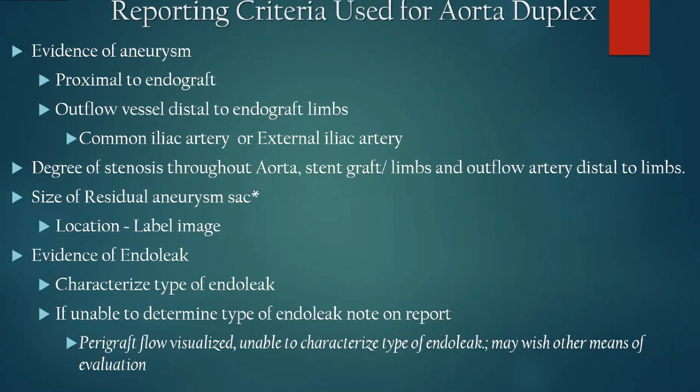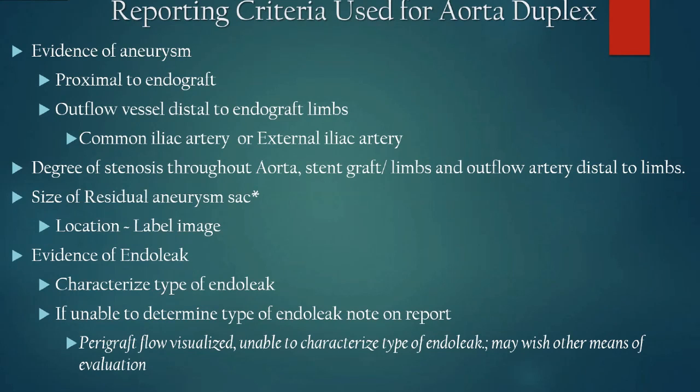Now for reporting criteria. We're going to talk about everything we just looked at and took pictures of. We're going to document whether there's an aneurysm proximal to or distal to the stent graft. We're going to document whether there's a degree of stenosis throughout the aorta, the stent graft, or the outflow artery. Again, we're going to report that largest diameter of the residual sac and the location. We're going to also report if there's any endoleak.